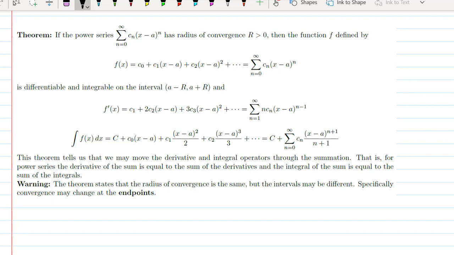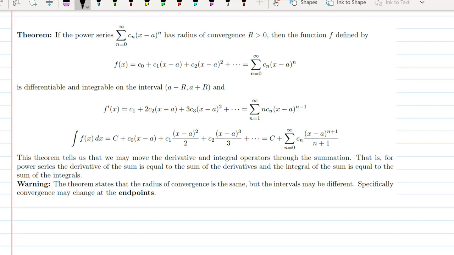So this is kind of heavy, but what it really tells us is if we have a power series representation of a function, we can take its integral or its derivative of the power series, and it will equal the integral or the derivative of the function on the radius of convergence. So this tells us that we may move the derivative and the integral operators through the summation sign. That is, for power series, the derivative of the sum is equal to the sum of the derivatives, and the integral of the sum is equal to the sum of the integrals.